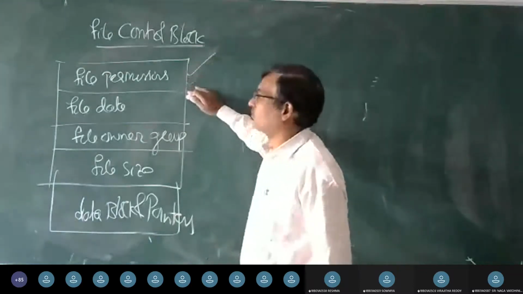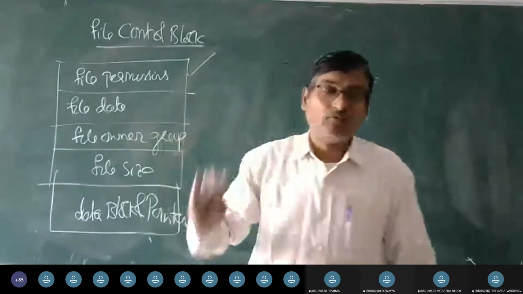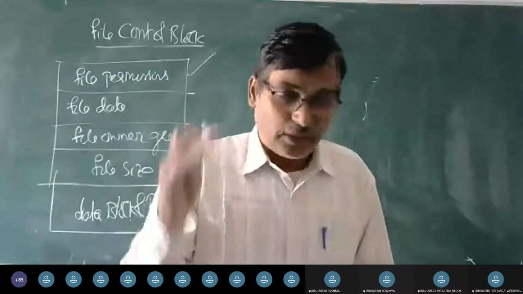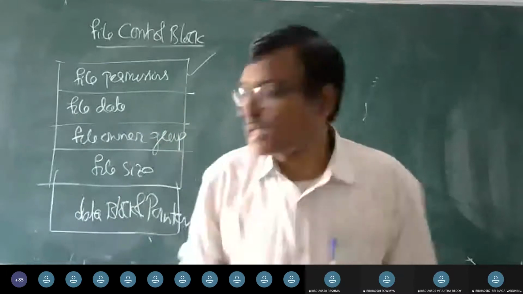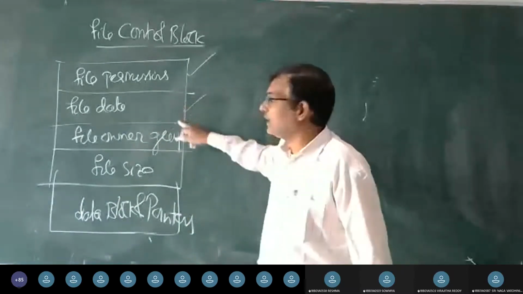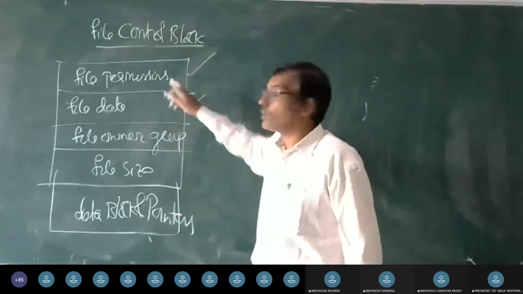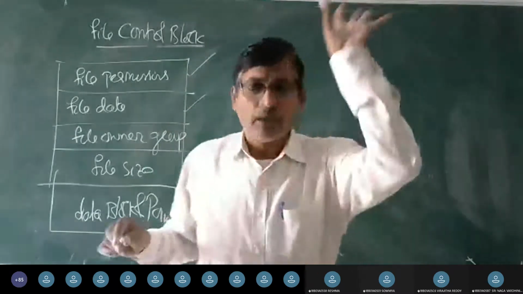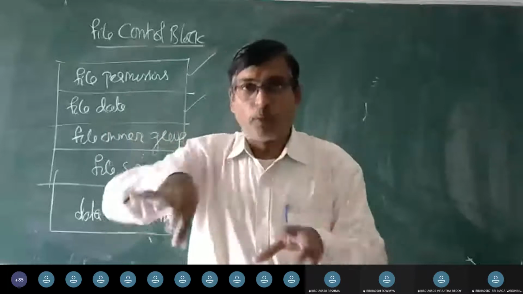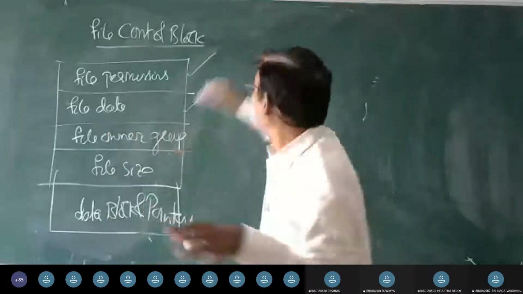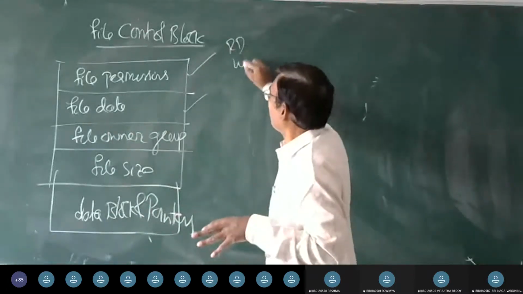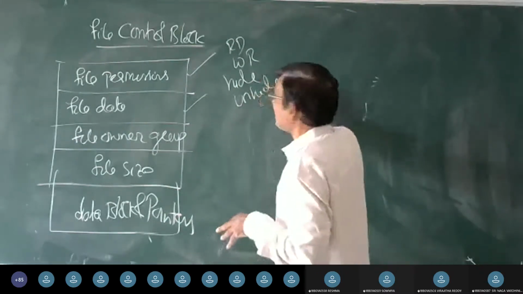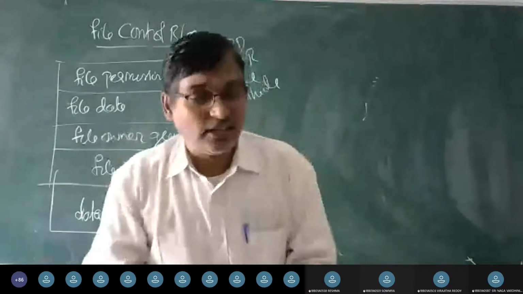One, we call it file permissions. Two, when the file was created and when the file was modified or re-updated. All that content is going to be recorded in the file date. So what is file permissions? You can right click on any file in your laptop, go to properties, and there you can see permissions: read permission, write permission, hide permission, unhide permission.